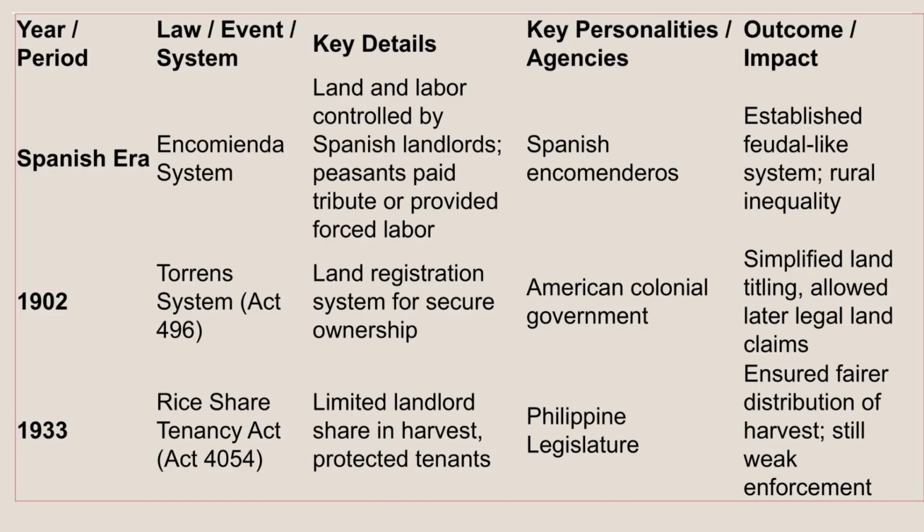As you can see from this slide, this shows the development of agrarian reform over time. It traces land inequality back to the Spanish period, explains improvements in land registration during the American period, and highlights post-war tenancy laws that aimed to protect farmers. And it also includes later reforms such as CARP and CARPER, showing that agrarian reform has evolved through different administrations and remains an ongoing process.